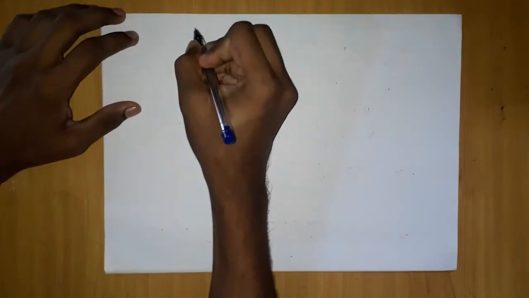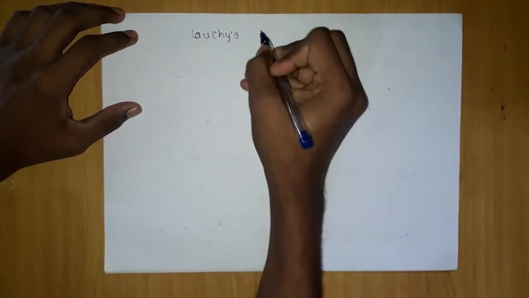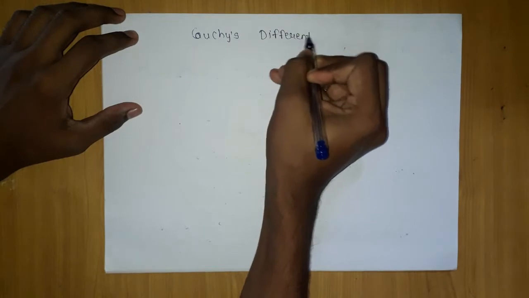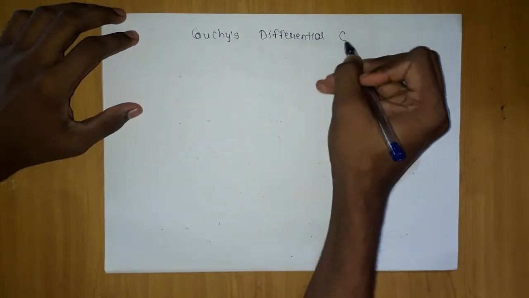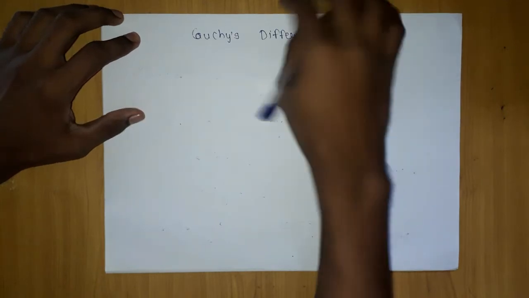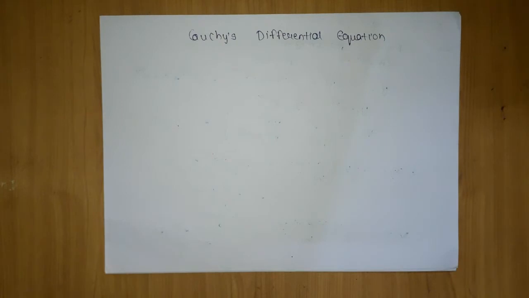Hello guys, so we are back again and we are going to move on to the ninth topic of this chapter, which is called Cauchy's differential equation. Now we will discuss the theory related to it, then we will move on to the questions.